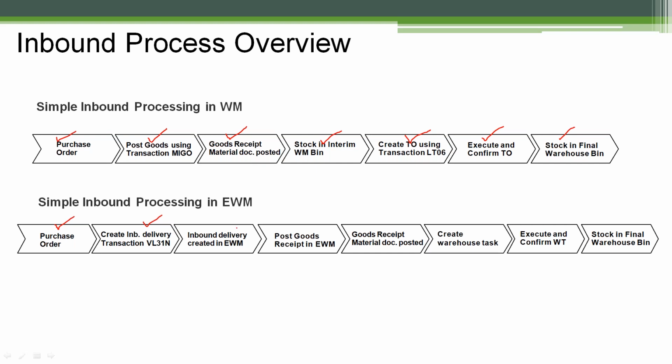This inbound delivery will then get replicated to EWM. In EWM, using the inbound delivery, we are going to post a goods receipt. Then a material document gets created. Here, goods receipt posting is done in EWM, which will trigger a goods receipt posting on the ERP side. And similarly, a material document gets created. We use warehouse tasks in EWM, so we don't use transfer orders. We use warehouse tasks to do movements in EWM. We'll confirm the warehouse task and the stock is available in the final warehouse bin. So this is how we would do an inbound process in a simple EWM managed warehouse.